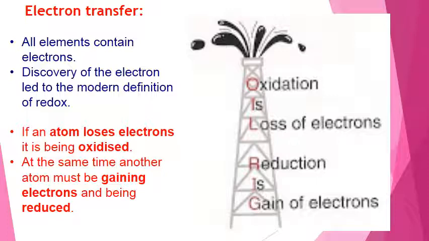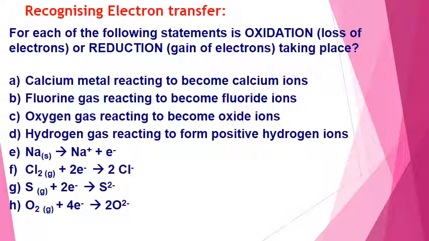In essence, if an atom loses electrons, it is being oxidized, and at the same time, if an atom is gaining electrons, it is being reduced. And we can summarize this with a wonderful mnemonic called OIL RIG, where oxidation is loss of electrons and reduction is gain of electrons. If you're more in line with the animal kingdom, you can also use LEO GER, where loss of electrons is oxidation and gain of electrons is reduction. So moving along, essentially redox chemistry is electron transfer from one atom to another.